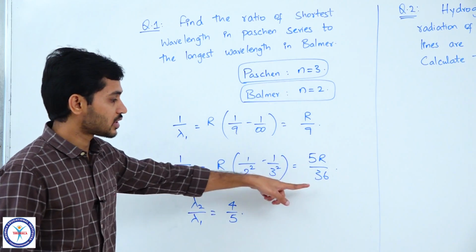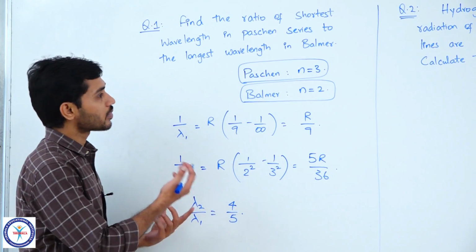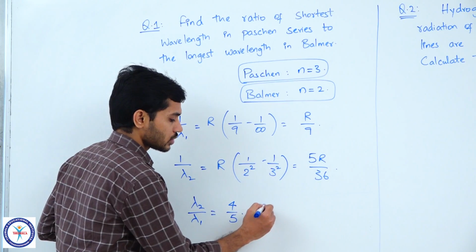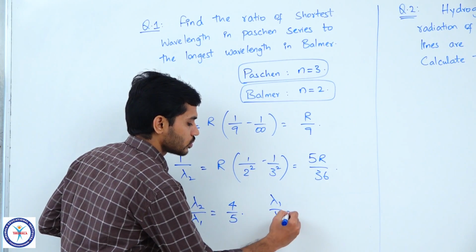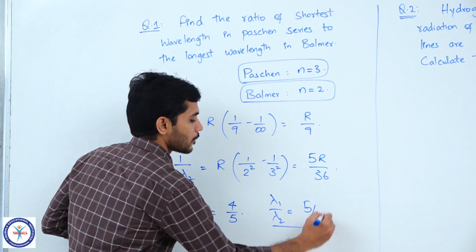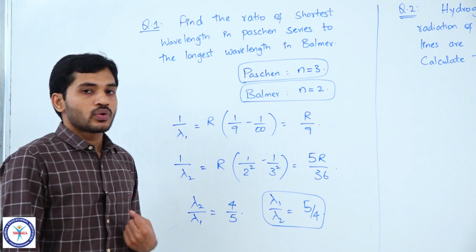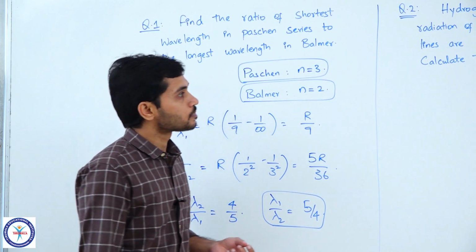So, 9 ones and 9 fours, so 4 goes to the numerator, 4 by 5 you would be getting. They are asking lambda 1 by lambda 2. So, lambda 1 by lambda 2 is equal to 5 by 4. So, that would be the answer. Now, let us move on to the next question.